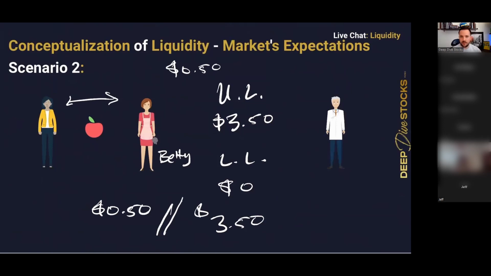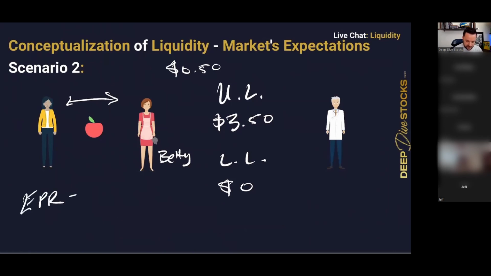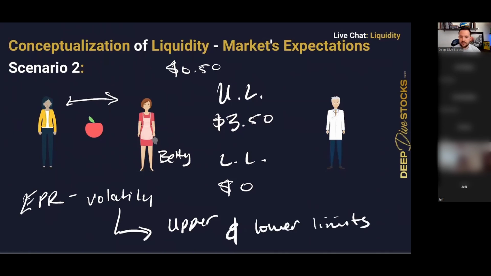So as things became less liquid and volatility increased, we see that the market starts expanding the range they would consider reasonable for the price of the apple. Pretty straightforward, right? How do we feel so far? And this is the concept of the expected price range graph. It simply takes the volatility and distills it down into the upper and lower limits for the price. So no magic there, but as Conway can probably say, the EPR limits are pretty well respected in the market.